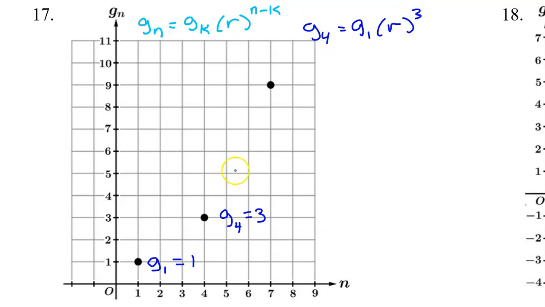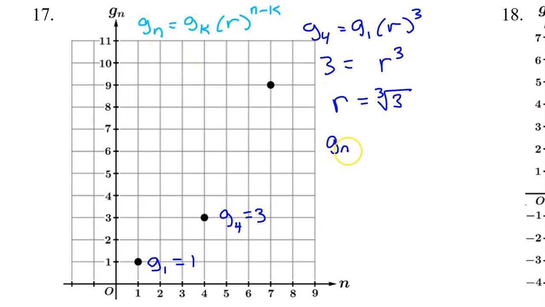But G4, of course, is the 3, so we have 3 equals, and then G1 is 1, which I am not going to write. So I'm left with 3 is equal to r to the third power. Taking the cube root of both sides, we find that r is the cube root of 3. Interesting. So now that we have r, we can begin to write Gn.